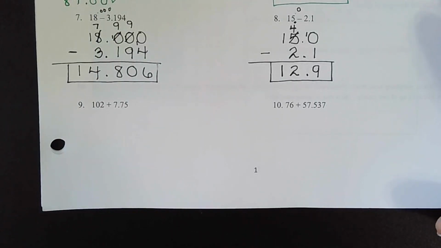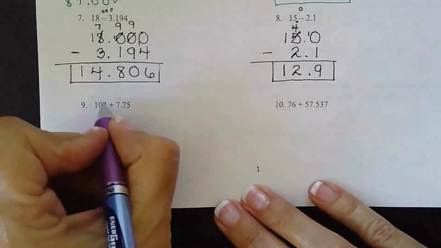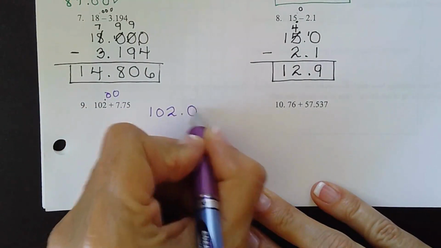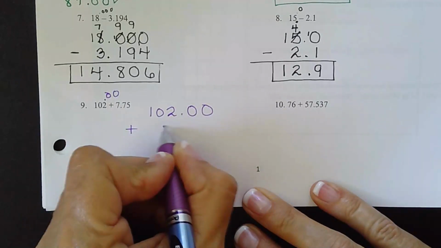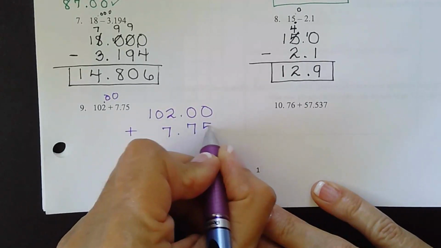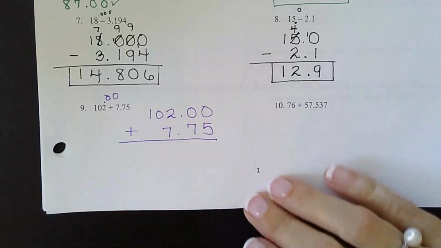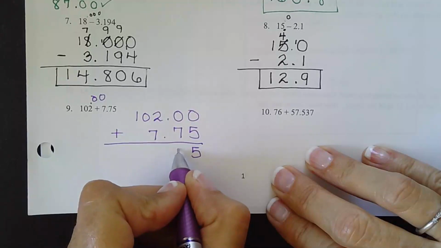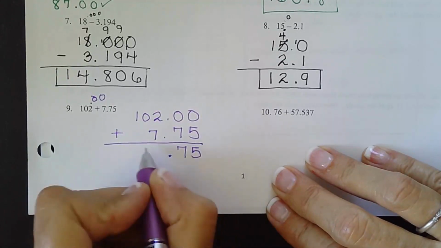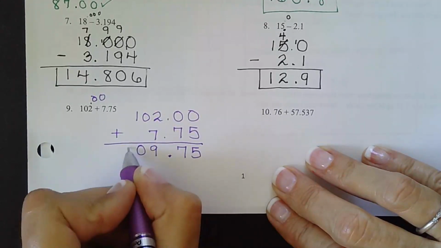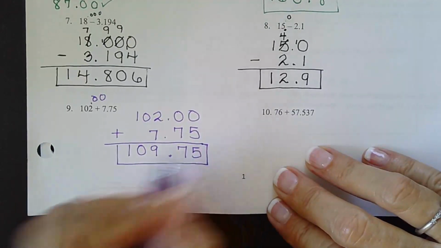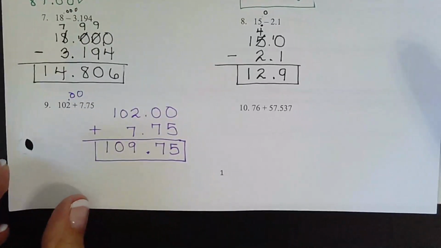Okay, so this one looks like it needs 2 decimal places added. So 102.00 plus 7.75. So 0 plus 5 is 5. 0 plus 7 is 7. Decimal straight down, 901. So that would be read 109 and 75 hundredths.